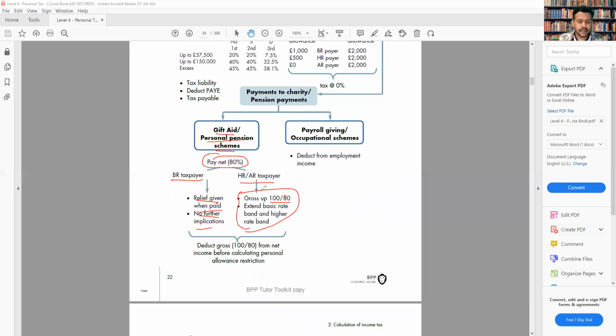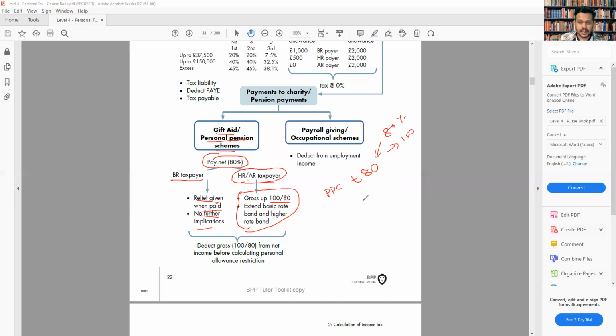So if someone is a higher rate taxpayer or additional rate taxpayer, what you have to do is gross it up. What does that mean, gross it up? Gross it up means, for example, if someone gives 100 pounds on a PPC, we need to make it 100%. We need to believe this is 80%. So if someone gives £100, we have to believe it is 80%, and we have to gross it up to 100%. How do we do that?